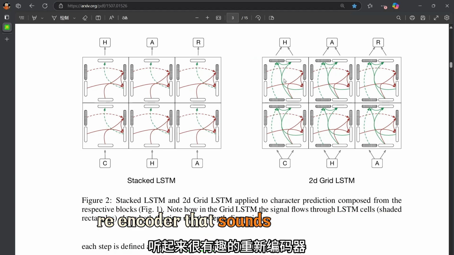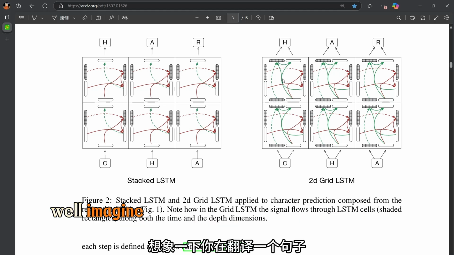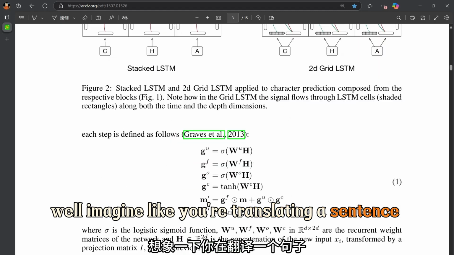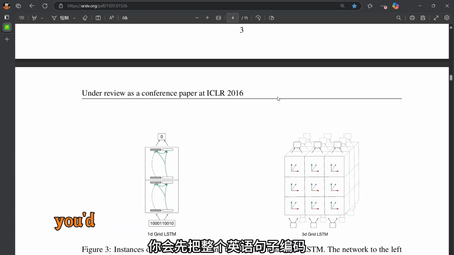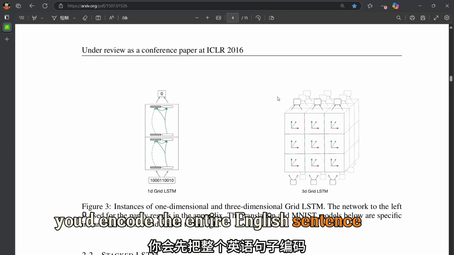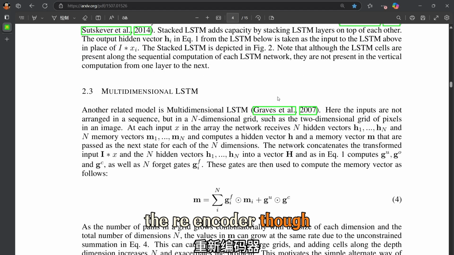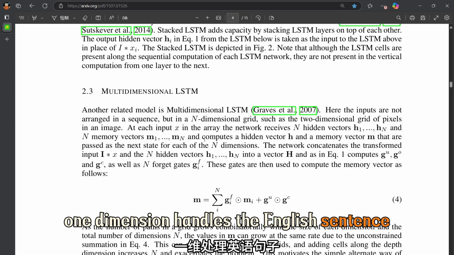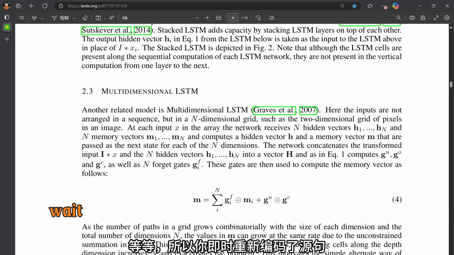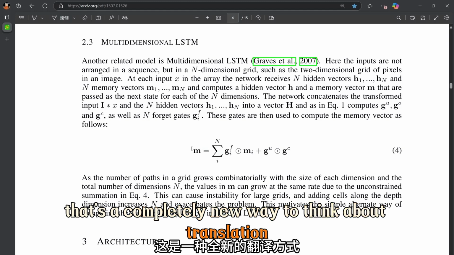Reencoder. That sounds interesting. How is it different from the usual way of doing translation? Well, imagine you're translating a sentence from English to French. In the typical encoder-decoder framework, you'd encode the entire English sentence first and then decode it into French. The reencoder, though, works more like a two-dimensional map. One dimension handles the English sentence, the other handles the French. Wait, so you re-encode the source sentence on the fly. That's a completely new way to think about translation.